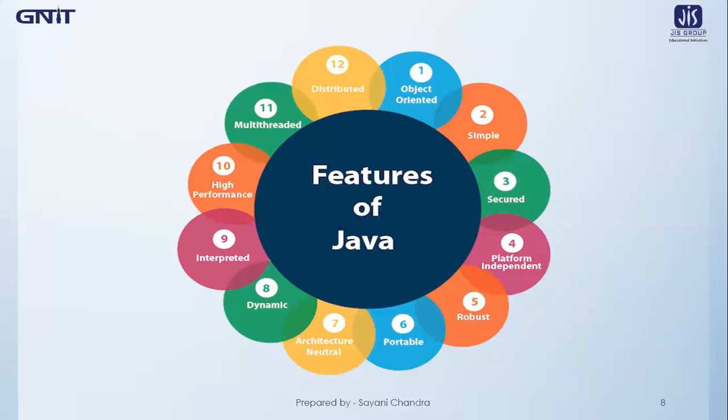The next point or the next feature of Java is portable. Java is portable because it facilitates you to carry the Java bytecode to any platform. It doesn't require any implementation. The seventh point is architecture neutral.